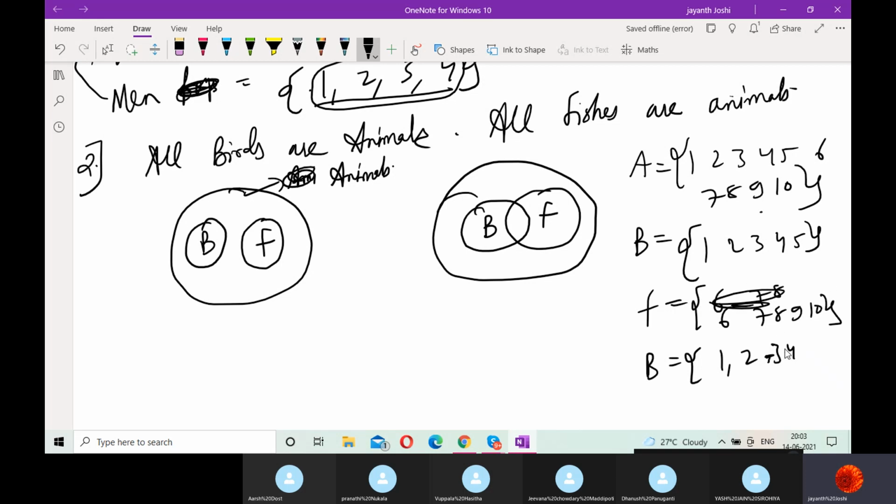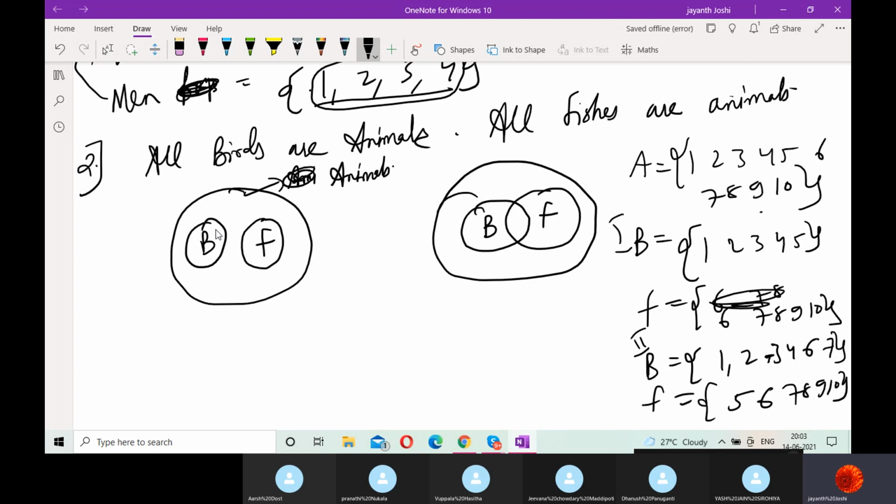So 1, 2, 3, 4, 6, 7. See, there are two cases. Case number 1, case number 2. We cannot deny. And 6, 7, 5, 6, 7, 8, 9, 10. So see, there are 4 inferences that can be drawn.